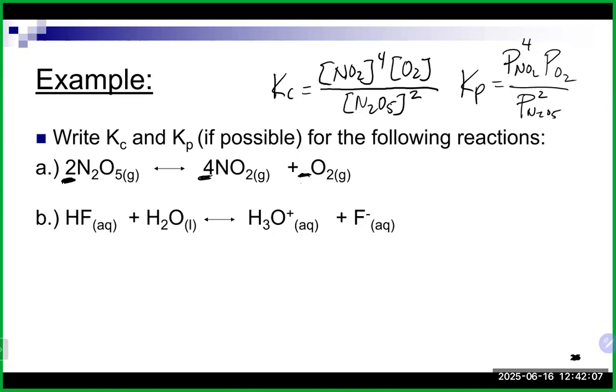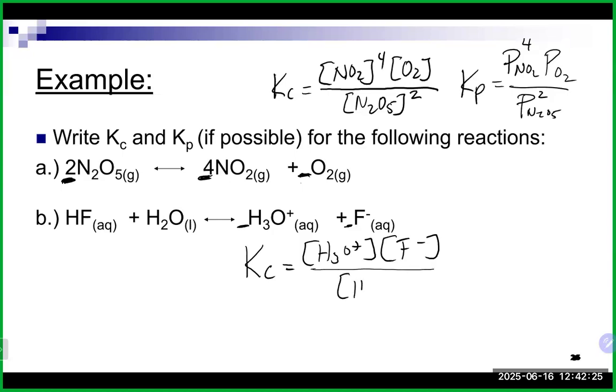On the bottom one, we could write our KC, and it would be our products, which would be the concentration of H3O plus, again to the first power, times the concentration of F minus, also to the first power, divided by the concentration of HF, also to the first power. Do I include the water in this case? I do not, because it is a pure liquid, so we would not include it.